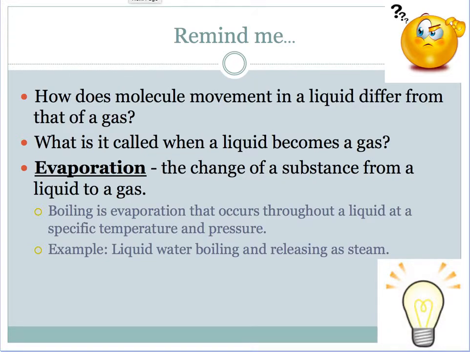Next, how does molecule movement in a liquid differ from that of a gas? We said solids are stuck, liquids can flow past one another. Gases, if you think back, are free-flowing. They can escape their container, and this little molecule can go wherever it pleases. When a liquid becomes a gas, we call that evaporation. If we add heat to it, we call it boiling. Boiling is evaporation that occurs throughout a liquid at a specific temperature and pressure, but they do the same thing. The liquid is becoming a gas.